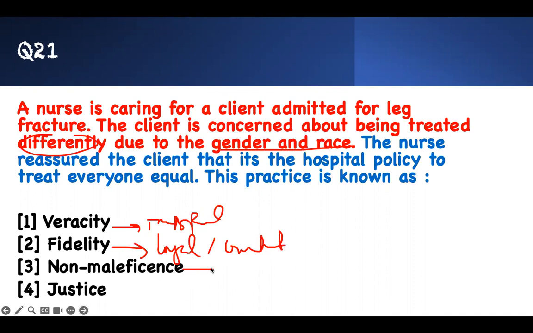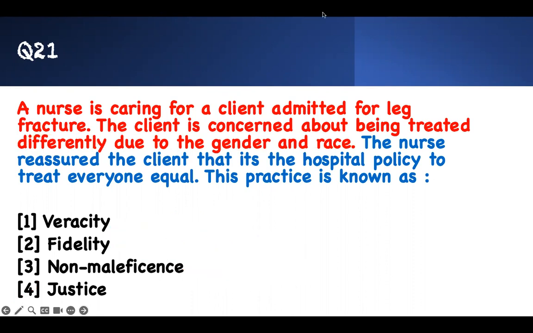Non-maleficence, no harm. And therefore, we got to choose this. Is it that I don't know this? I got to choose it. Justice is like equal rights for all, right? Good.